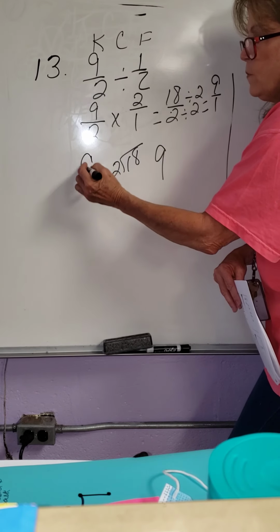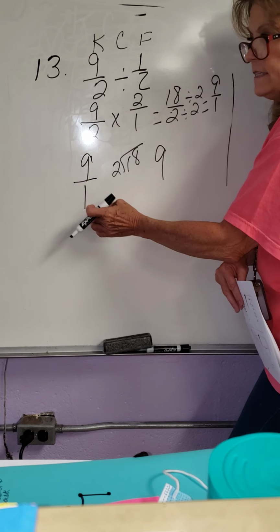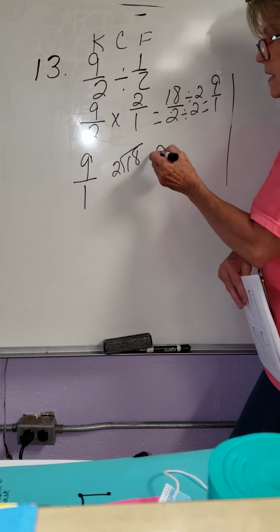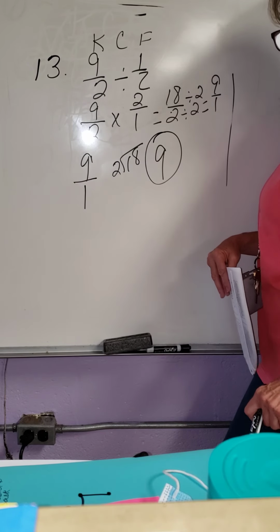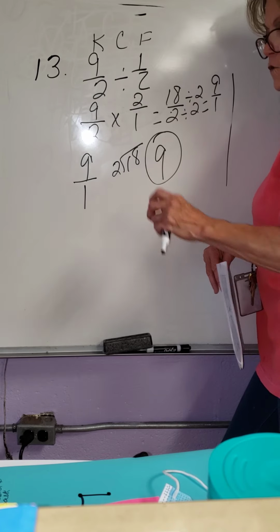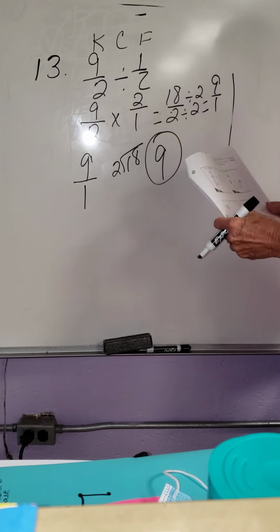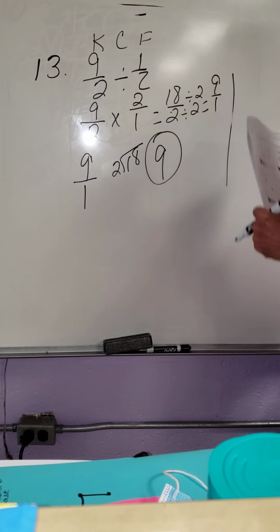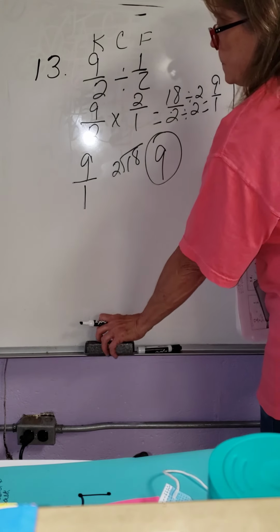But you have to remember that 9 over 1 is not simplified. You have to divide 1 into 9. So my final answer is 9. So you can do it this way, or you can do it this way. You've got your choice. But just make sure your final answer is 9. The next one we did in class was number 14.